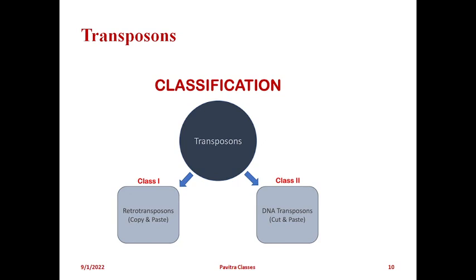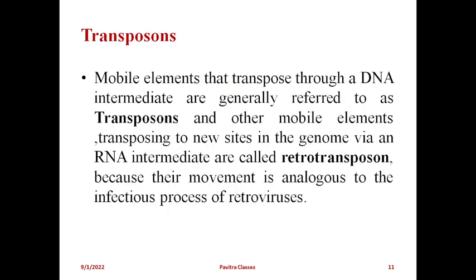In retrotransposons, as I told already, it is an RNA copy and paste. In DNA transposons, it is a direct cut and paste method. Mobile elements that transpose through a DNA intermediate are generally referred to as transposons. Retro means via RNA, through a reverse transcription process, so that is called a retrotransposon. These are usually seen in retroviruses like human immunodeficiency virus, HIV.